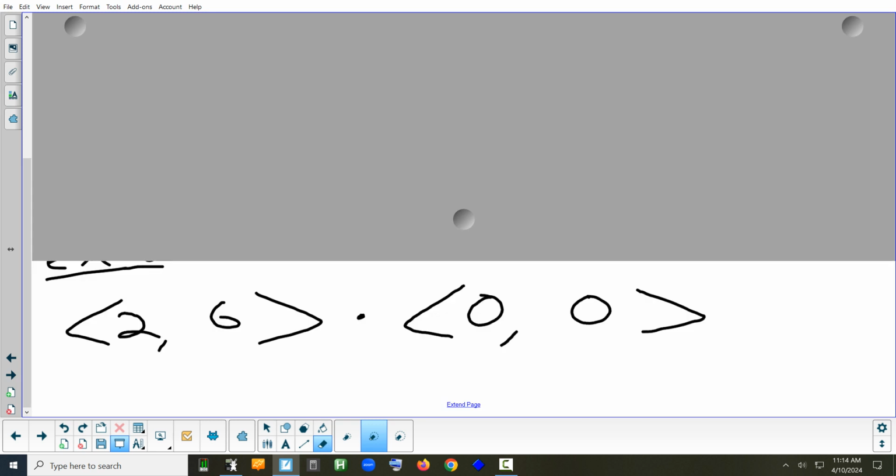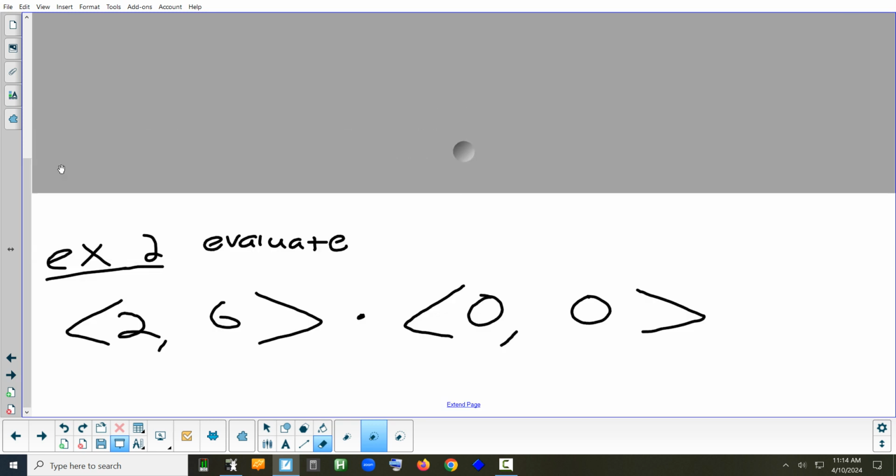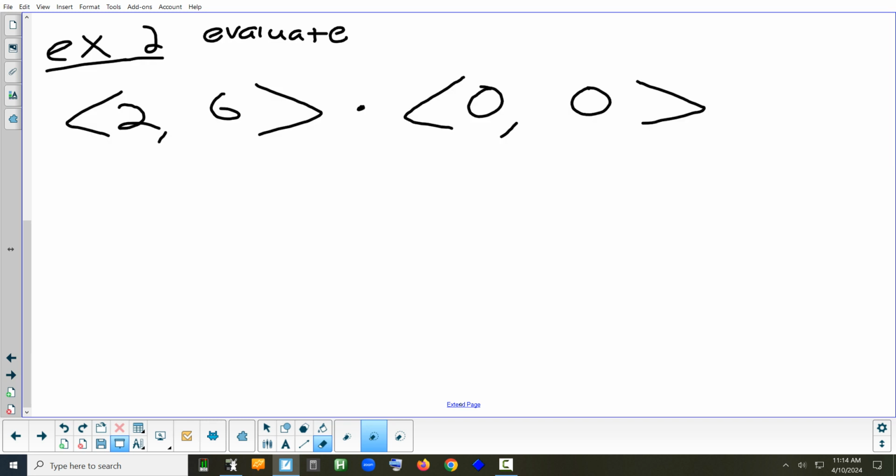All right, so let's try this one. Okay, evaluate the dot product of (2, 6) and (0, 0). What's going to be the dot product between those two vectors? Yep. It should just be 0. 0 as a number or 0 as a vector? 0 is a number. The answer here is a number. Not a bold 0, not a 0 with a line on top. It is the number 0. So it's 2 times 0 plus 6 times 0. That's 0 plus 0.